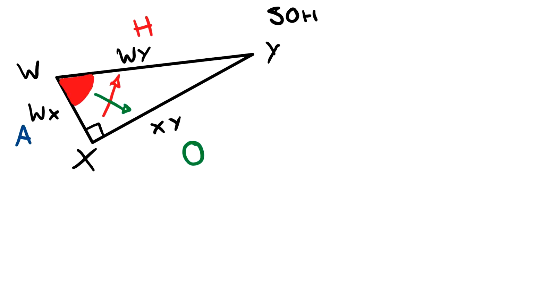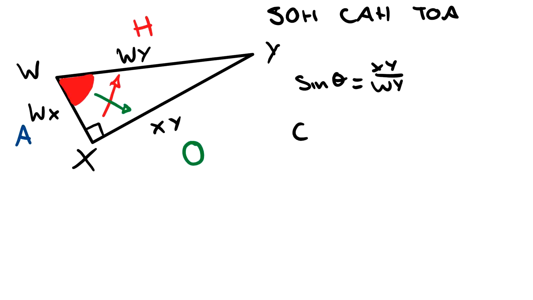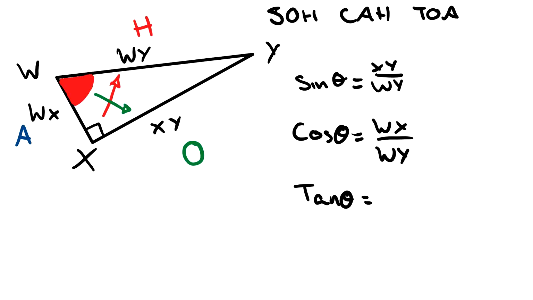So SOH CAH TOA, so sine theta equals opposite, which was my XY, over my hypotenuse, which was WY. We then do cos, which is adjacent over hypotenuse. Adjacent side is WX over my hypotenuse, WY. And lastly, we have tan theta, which is opposite over adjacent, so XY over WX.